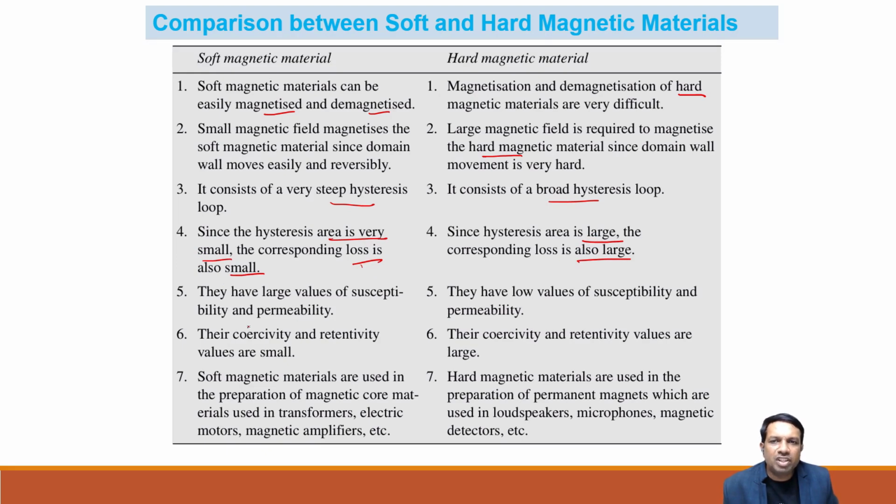Soft materials have large values of susceptibility and permeability. For the hard one, it is a low value. The coercive and retentivity values are small for soft materials, but for hard magnets they are large.